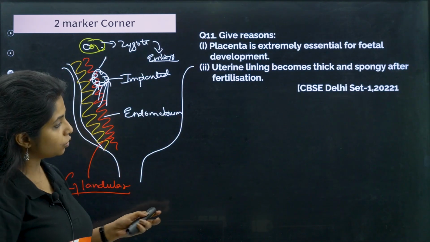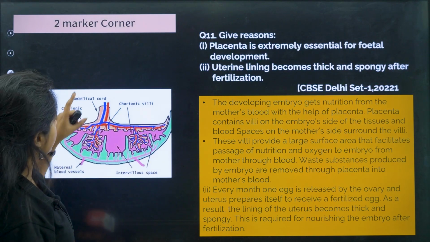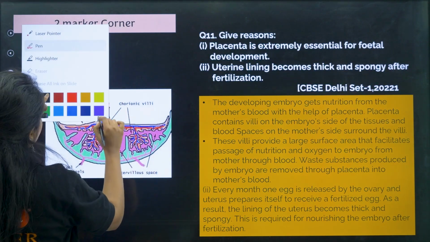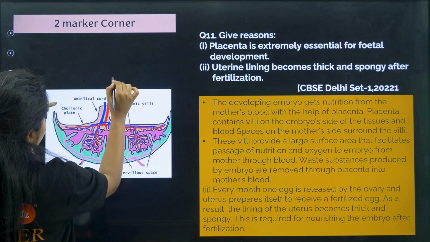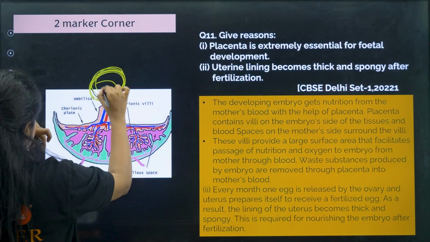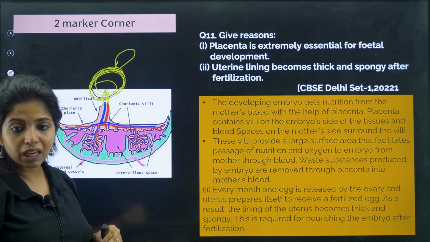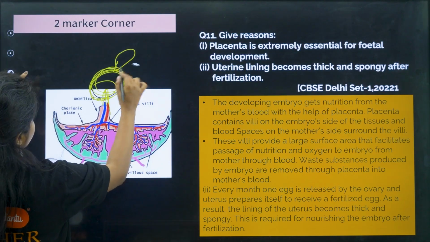Endometrium. So how do you write this answer? First thing, this is the placenta that I was making. There is the baby over here, just the embryo. The embryo formation is still taking place somewhere over here. It will have the umbilical cord and everything. You have seen the navel of the baby, right?